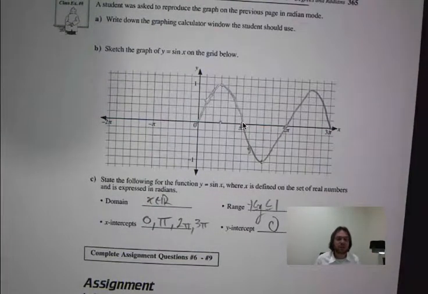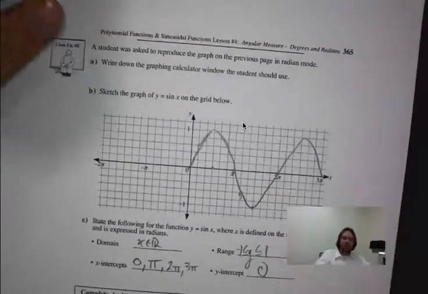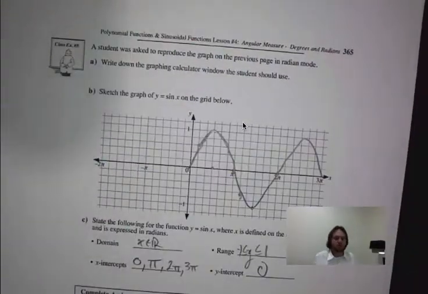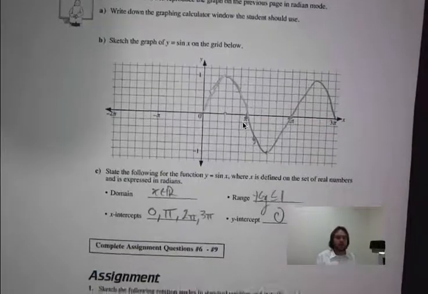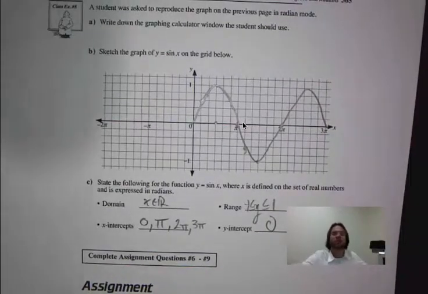And that's it. Okay? So it says write down the window. I kind of showed you in here, so you could just use that and copy what my calculator had. And that is everything. So hopefully you understand a little bit the introduction to sinusoidal functions.